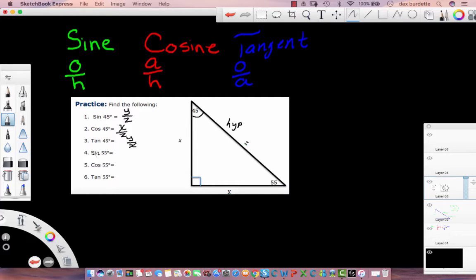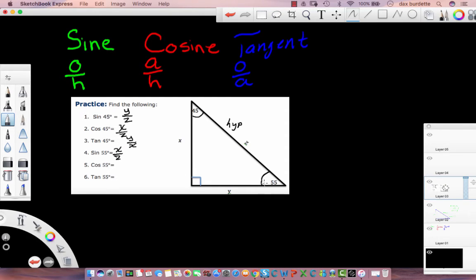Okay. Sine 55 degrees. Now this is telling us to look from a different perspective. It's telling us to look from the 55 degree angle, and now we have to identify what is considered opposite. Well, if we look across from the 55 degree angle, x is the opposite side. So we're going to put x over hypotenuse. Sine is an abbreviation, of course, for sine, over the hypotenuse. The hypotenuse is z.